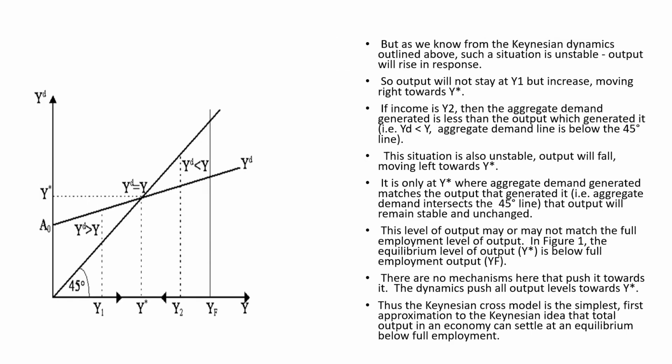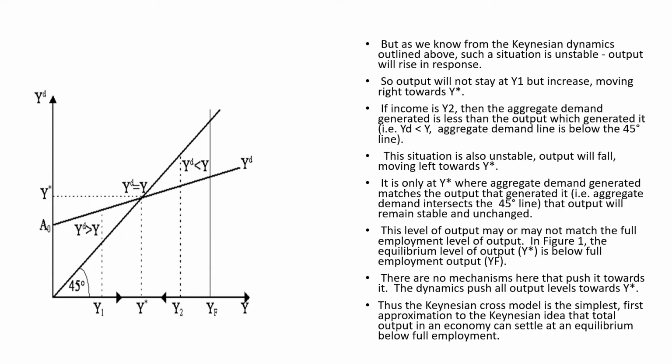where the aggregate demand line is above the 45-degree line. But it is important to see that, in the Keynesian dynamics which we have already explained, such a situation is unstable. That means the output would rise in response. So the output will not stay at Y1, because it would increase, moving rightwards towards Y star.